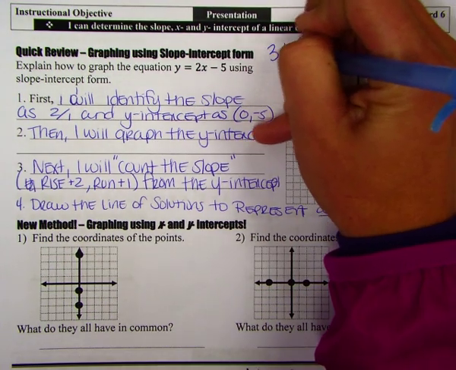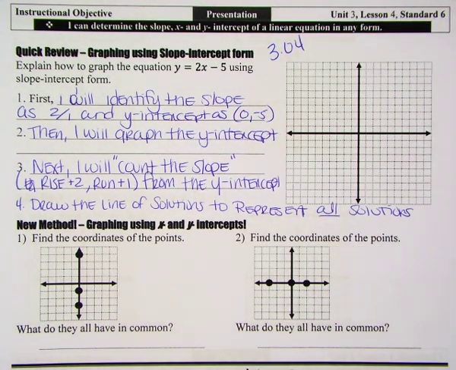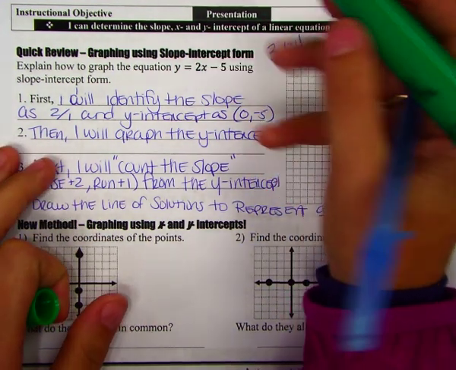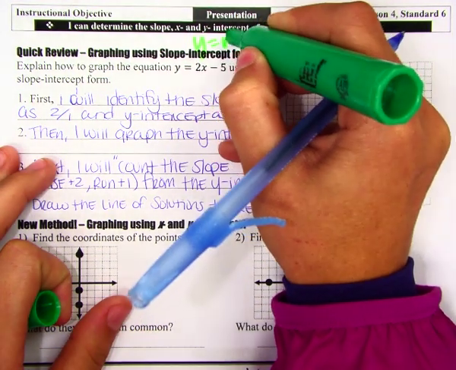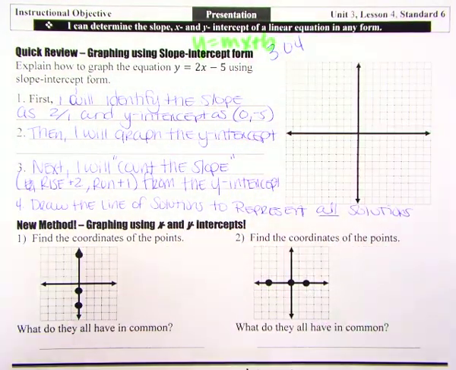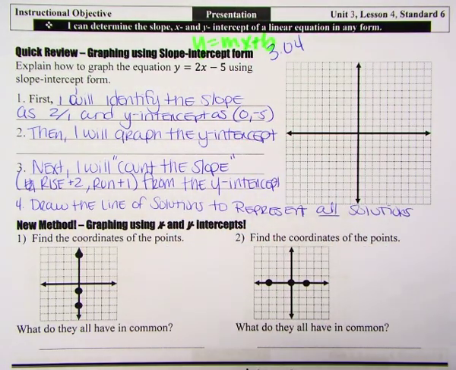This is lesson 3.4, which was solving for x and y intercepts. And so just a quick review of yesterday's lesson to make sure that we're all on the same page. How do we graph using slope-intercept form? Slope-intercept form is y equals mx plus b. That is slope-intercept form, and so we use this to graph lines.